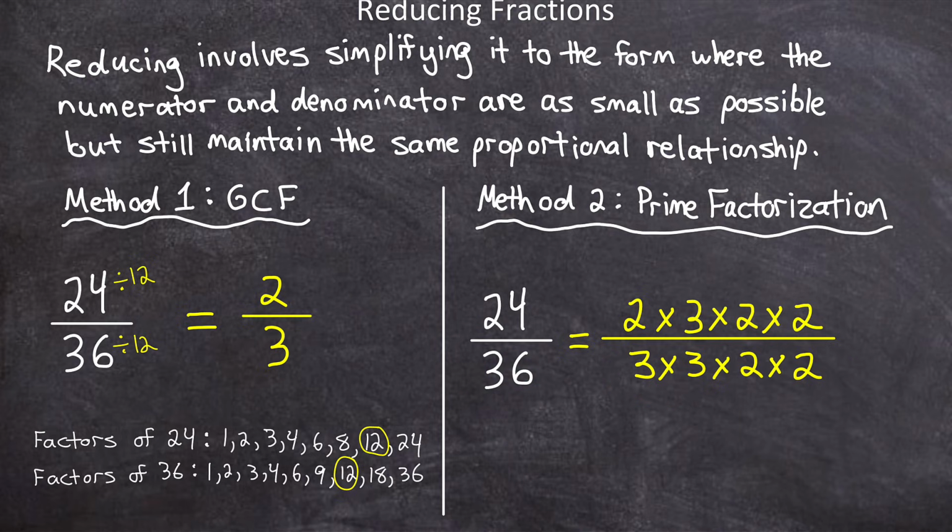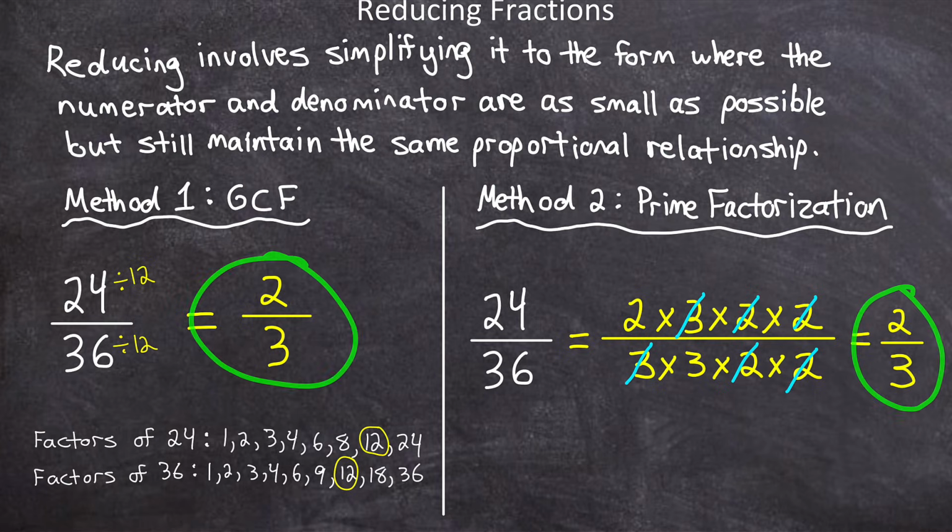And now what we look to do is see if there are any factors in the numerator that can cancel out with any factors in the denominator. Well, I have a 3 being divided by 3, that's 1, so I can cancel those factors. 2 divided by 2 is 1, so I can cancel those factors. And same with this pair of 2's. So notice all we have left in the numerator is 2, and all that we have left in the denominator is 3. So this fraction would equal 2 over 3, which is the exact same answer that we got using the greatest common factor method.